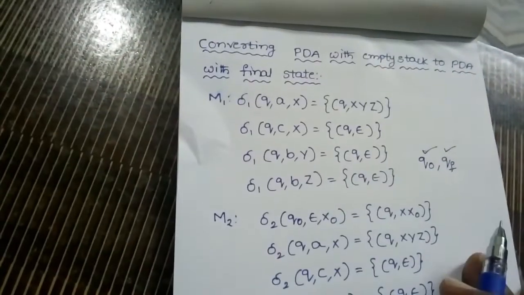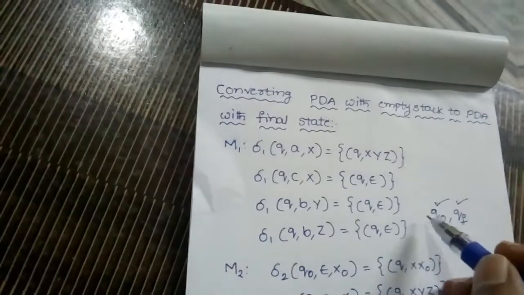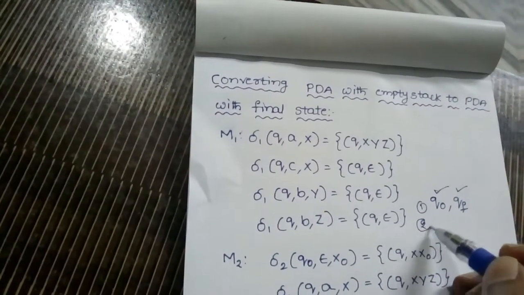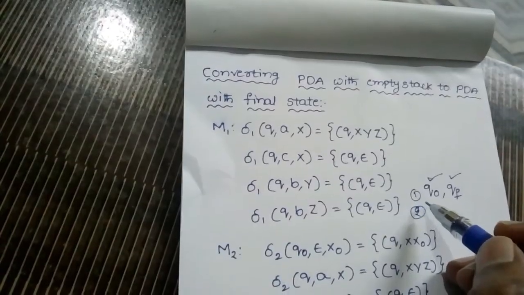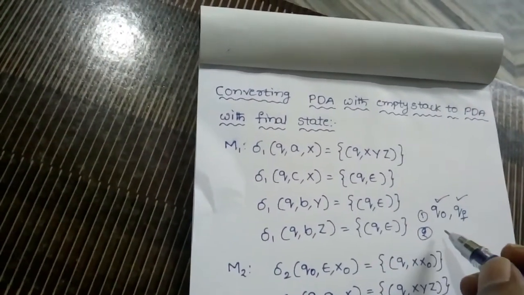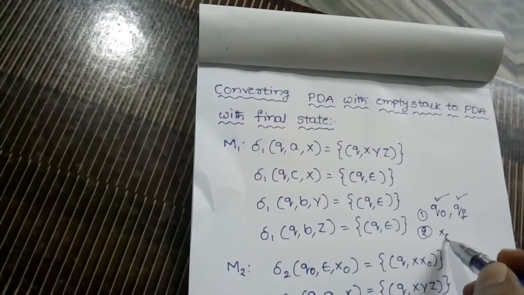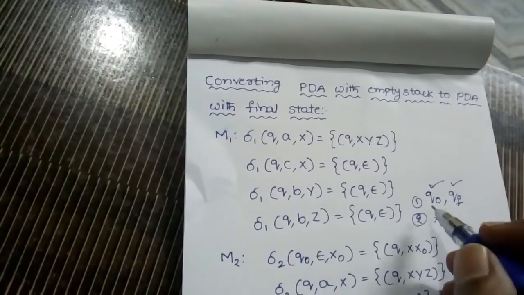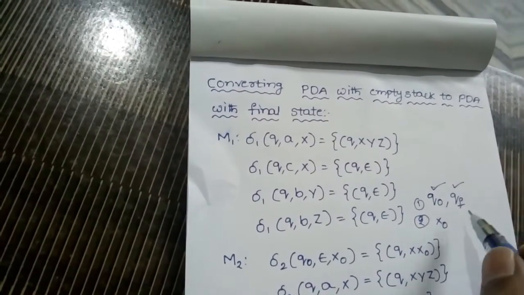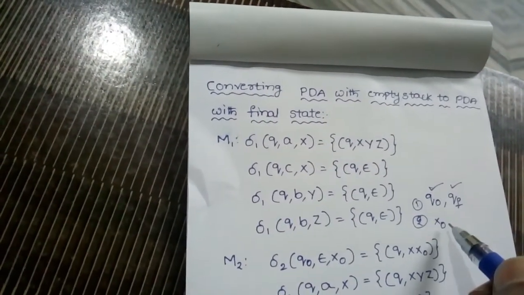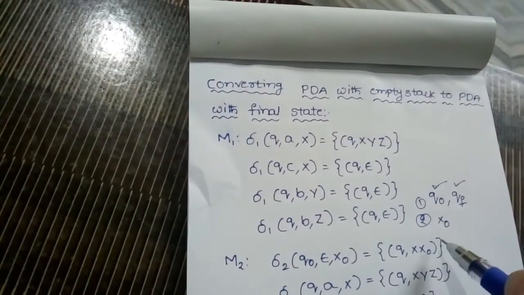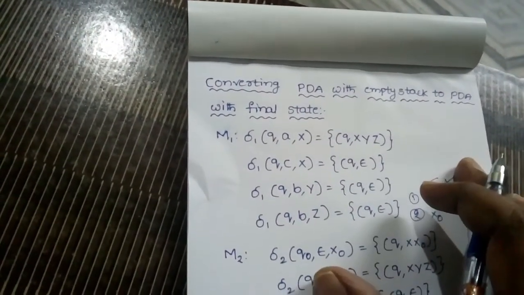Now in addition to this, the second difference is we have to take a new bottom of the stack, that is, let us say X0. Now X0 is the new bottom of the stack. These are the only two things that we have to consider in the required PDA with final state.